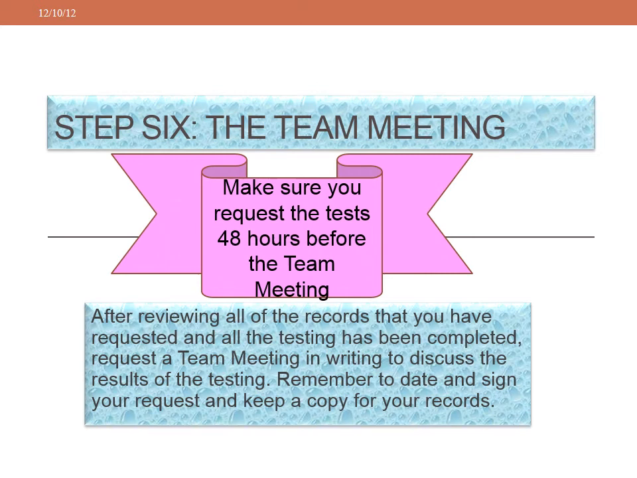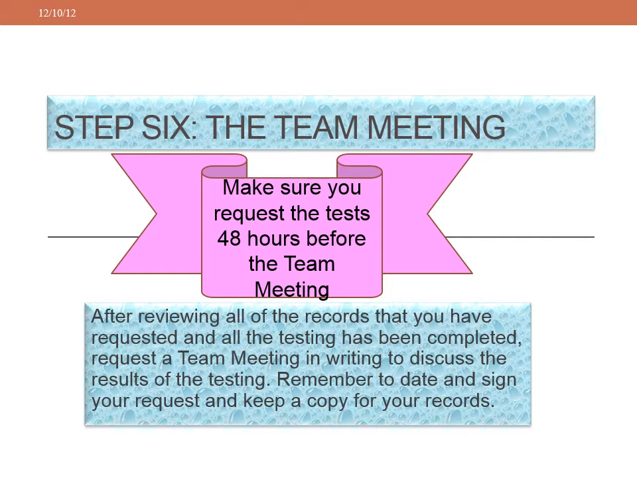The team meeting. So after you've done the request to do the evaluations, within 60 days, they have to have a team meeting. And you're going to get a notice in writing. And when you get the notice, make sure it has the date, time, location, and purpose of the meeting. And make sure it has a copy of the attendance sheet of everybody that's going to be attending the team meeting. Okay? And make sure when you make the request for evaluations to be completed, that you tell them in the letter that you want the evaluations 48 hours before the team meeting.